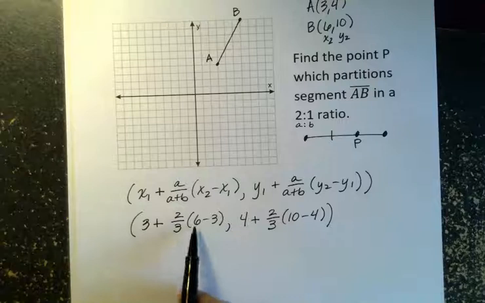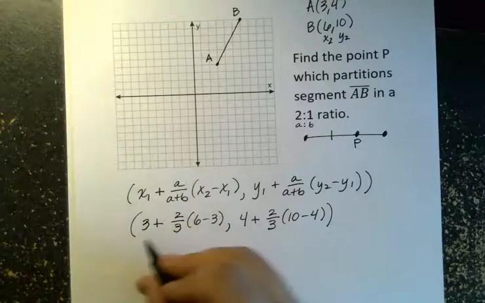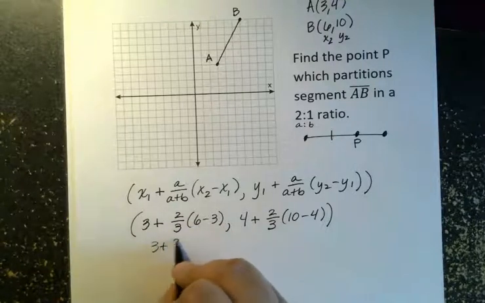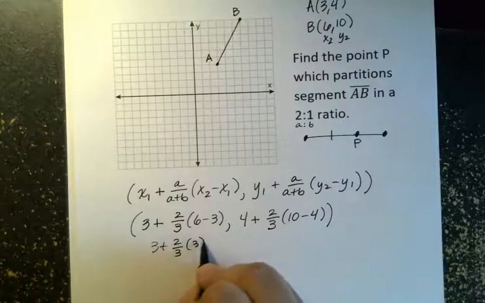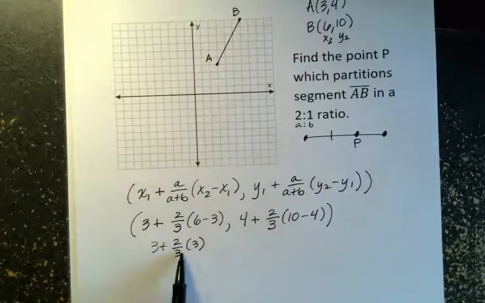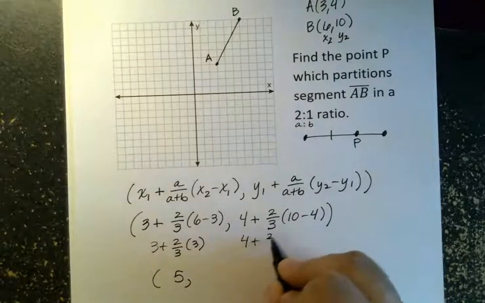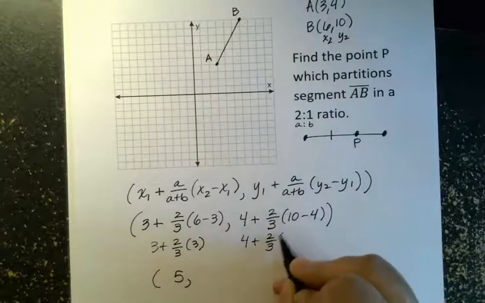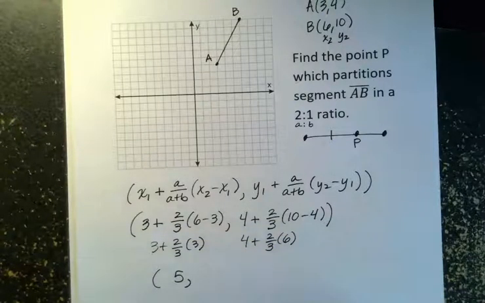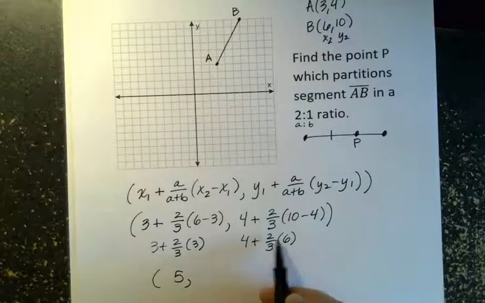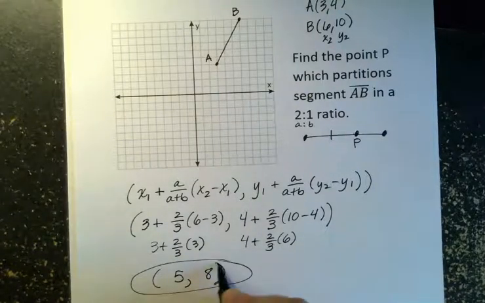Let's go ahead and do some good order of operations. Subtract this first. That gives me 3 plus 2/3 of 3. 2/3 of 3 is just 2. 3 plus 2 is 5. Here we have 4 plus 2/3 of 10 minus 4, which is 6. 2/3 of 6 is 4. 4 plus 4 is 8. So this is my point.